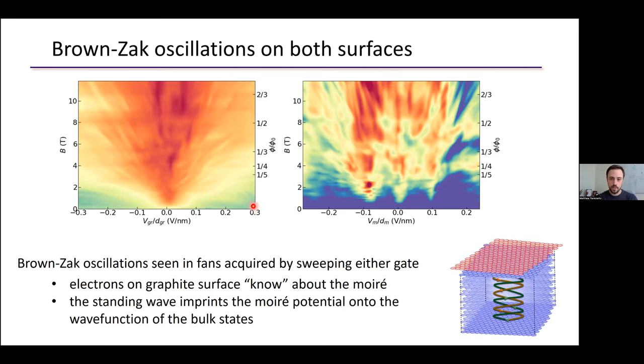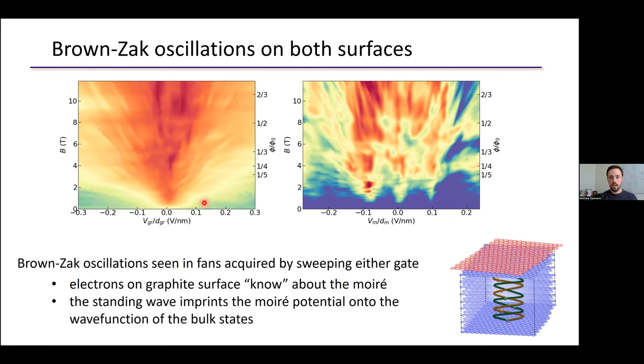So another interesting feature we see here is that even though the graphite gate is not able to fill the Moire mini bands, we can still see Brown-Zak oscillations at rational flux filling of the Moire unit cell. And so this tells us that the electrons on the graphite surface somehow know about the Moire potential at high field. Because the Brown-Zak is a transport effect.